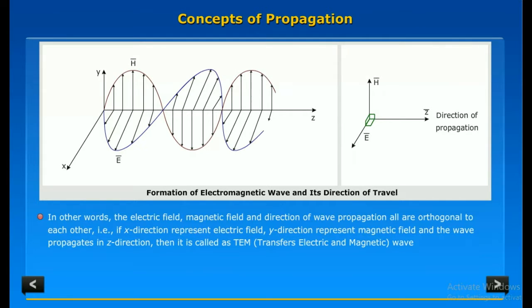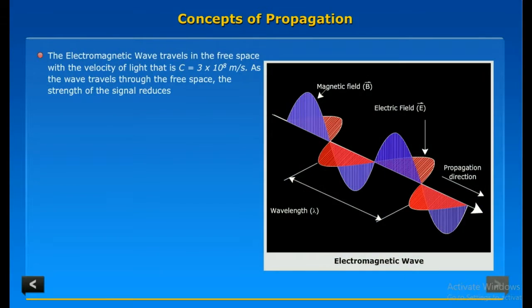That is, if x direction represents electric field, y direction represents magnetic field, and the wave propagates in z direction, then it is called a TEM wave. The electromagnetic wave travels in free space with the velocity of light, that is, c equals 3 × 10^8 meters per second.